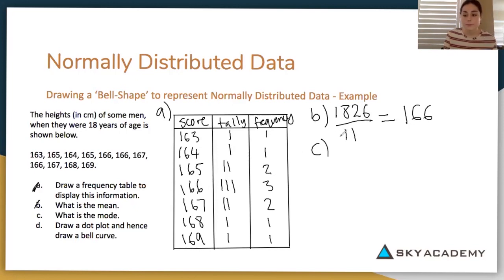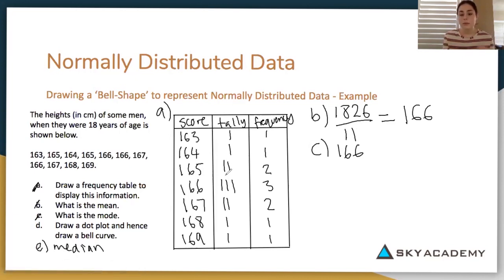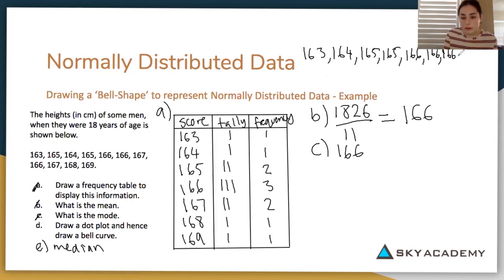Now there isn't a question here for the median, but if I was just to do the median, in order to get the median, which is the middle score when it's in increasing order, I'm going to rewrite my scores up here so I can determine which one the middle one is. So I have 163, 164, 165s, 166, 167, 168, and 169. So now I'm in order.